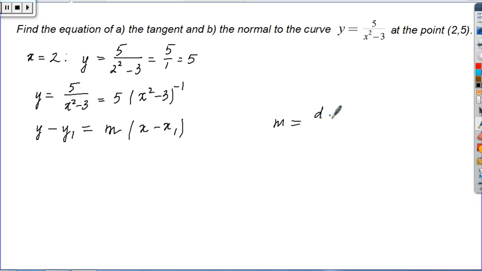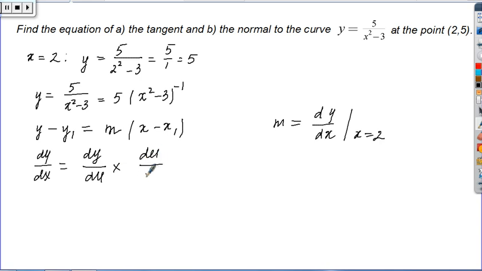m is going to be dy by dx at that particular point where x is 2. That means I'm going to find the derivative of y with respect to x at the point where x equals 2. Alright, so now to be able to find the equation, we need to find the gradient first of all. So we'll do dy by dx, which is, we notice it is a function of another function, so we need to apply the chain rule, dy by du times du by dx.